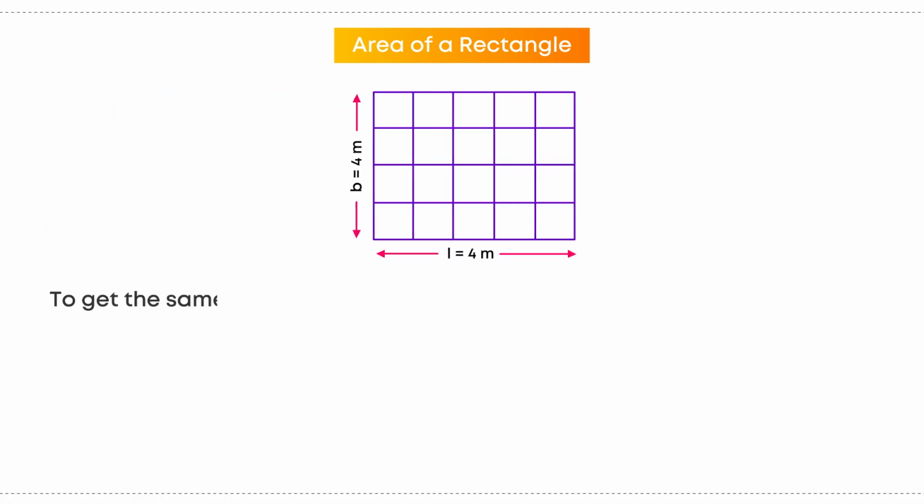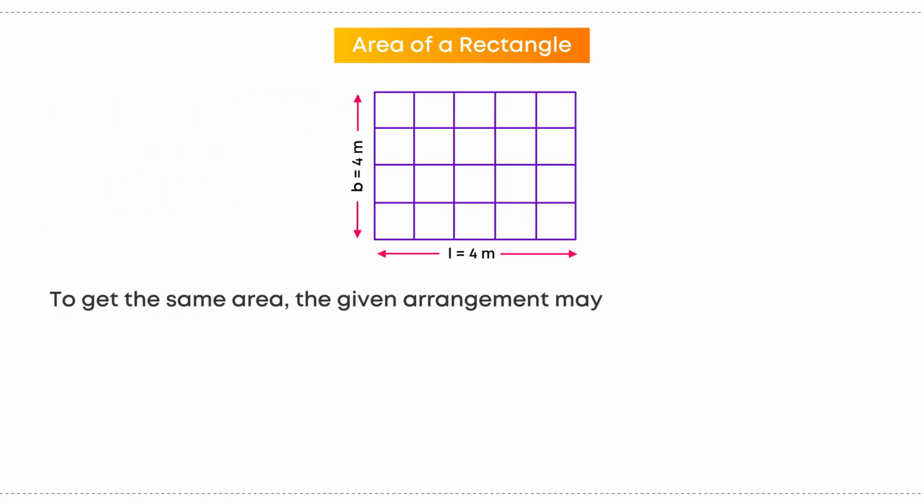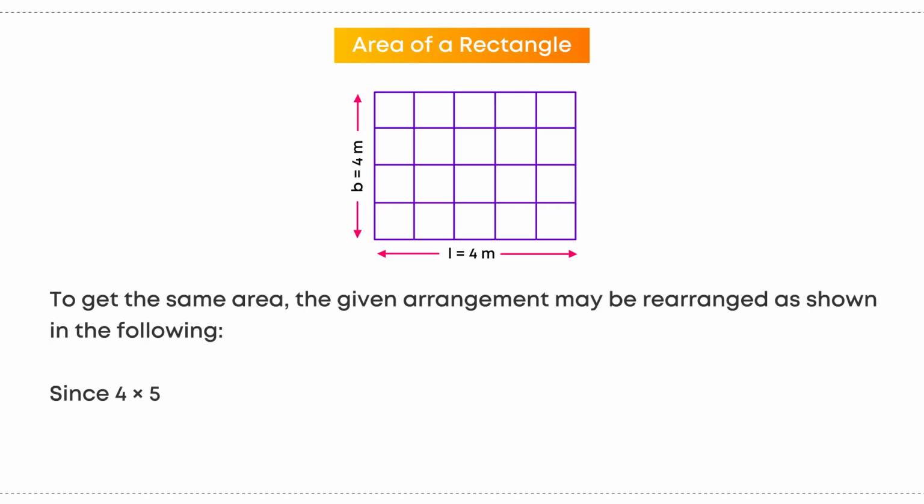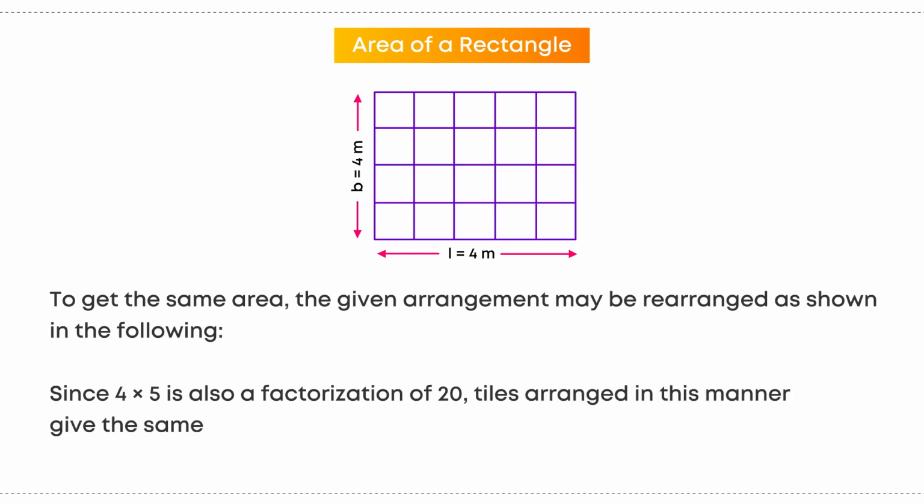To get the same area, the given arrangement may be rearranged as shown in the following. Since 4 into 5 is also a factorization of 20, tiles arranged in this manner give the same area, that is, area is equal to 4 into 5, is equal to 20 sq m.